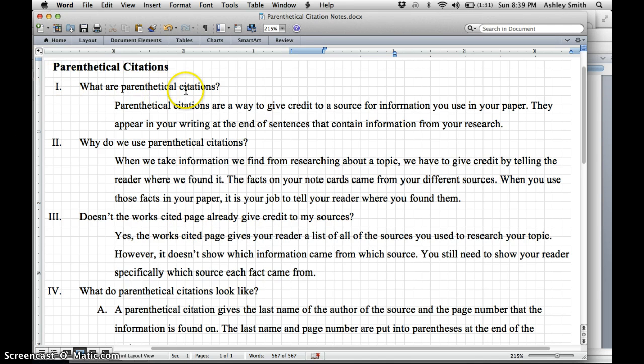Let's start with Roman numeral number 1. What are parenthetical citations? Parenthetical citations are a way to give credit to a source for information you use in your paper. They appear in your writing at the end of sentences that contain information from your research. And I will be showing you an example of that in just a minute.